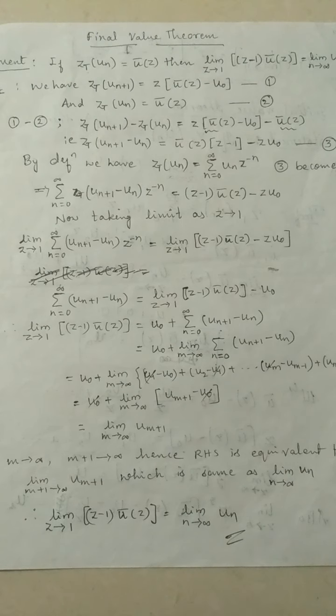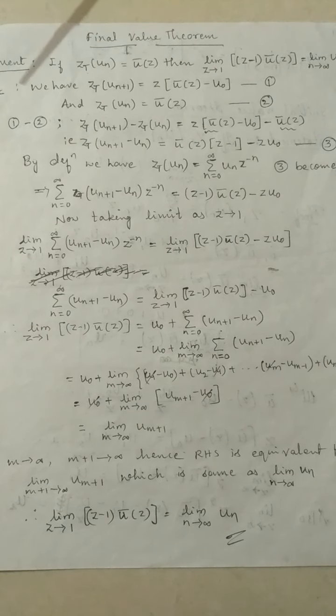Now let us see final value theorem of Z transforms. It says that if Z transform of u_n is equal to u bar z, then limit as z tending to 1 of (z minus 1) u bar z is equal to limit of u_n as n tending to infinity. Now let us prove this.